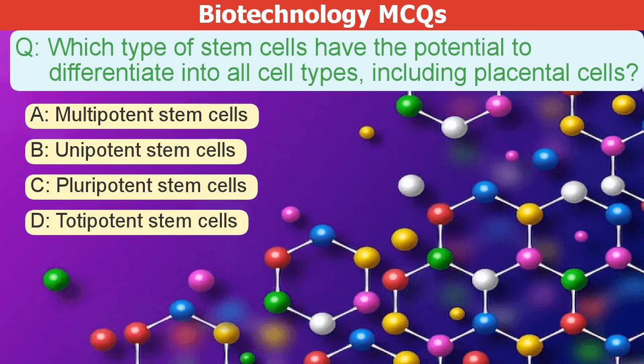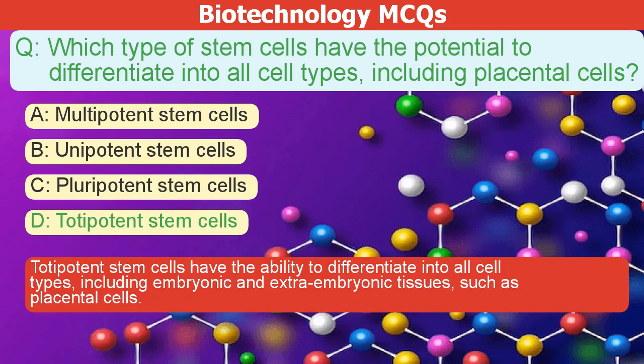Which type of stem cells have the potential to differentiate into all cell types, including placental cells? A. Multipotent stem cells. B. Unipotent stem cells. C. Pluripotent stem cells. D. Totipotent stem cells. The correct answer is D. Totipotent stem cells have the ability to differentiate into all cell types, including embryonic and extra-embryonic tissues, such as placental cells.